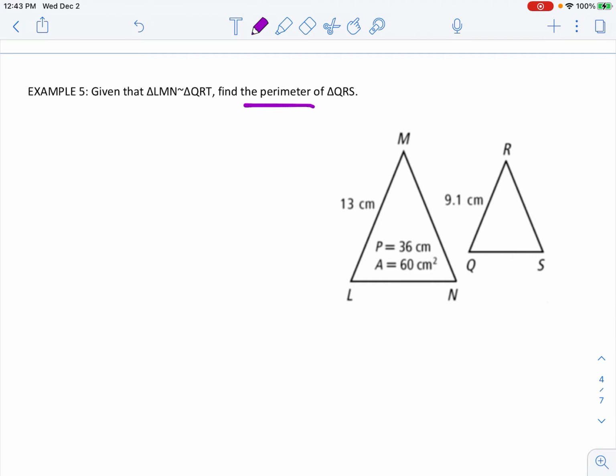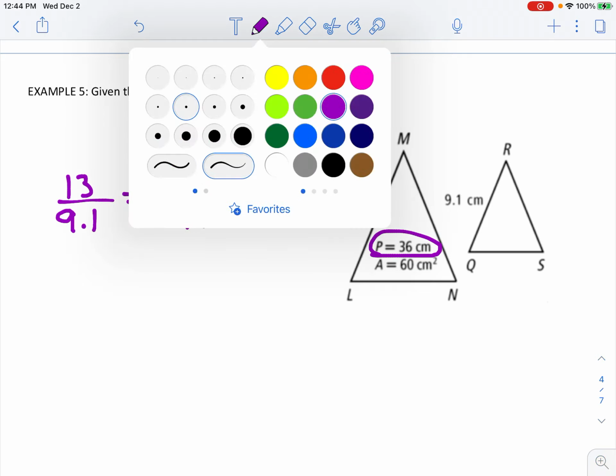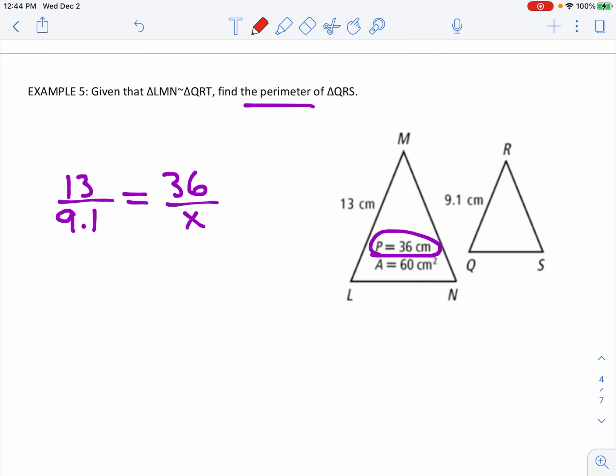It says find the perimeter of the following. Now what I want to do is match up 2 sides from both triangles in a fraction, and then match up the perimeters from both. So for example, if I match up my sides, I know that 13 goes with 9.1. Now, we know the perimeter of our first triangle. Our perimeter is 36. We don't know the perimeter of the second triangle, so I'm going to call it x. We've set it up with a pattern, side over side equals perimeter over perimeter in the same pattern, and now we're ready to solve.